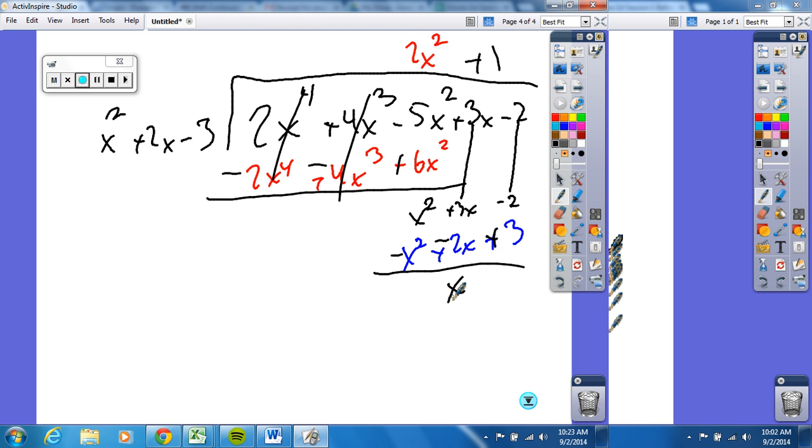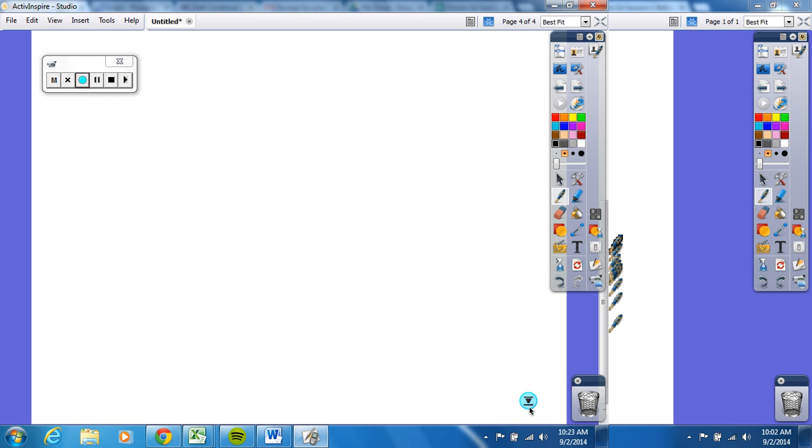So therefore I get x plus 1. So your final answer would be 2x squared plus 1 plus x over, and that would be the final answer. Because there's a remainder, right?